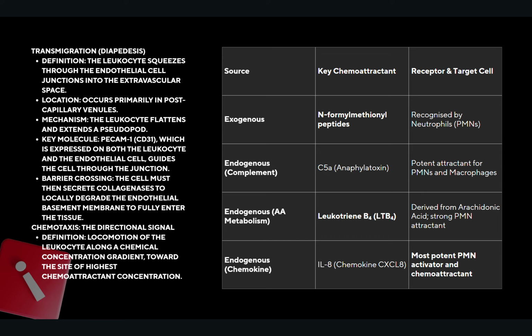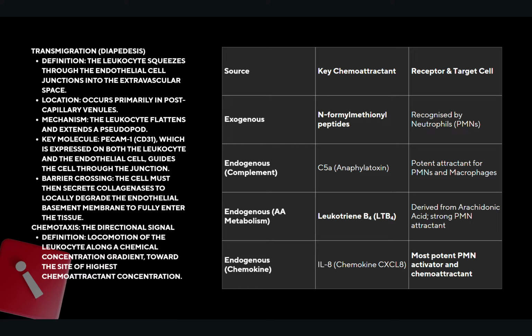Chemotaxis is the directional signal. So in the tissue, the leukocyte needs its GPS. Chemotaxis is the locomotor response to a chemical concentration gradient, directing the leukocyte straight to the source of injury. So this is driven by potent chemoattractants.